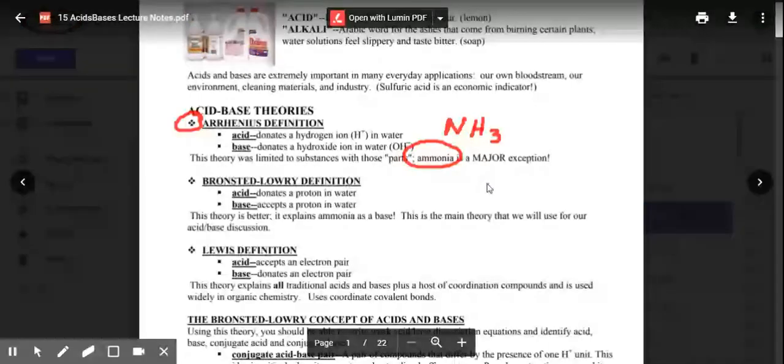So we have another theory that is a little bit better definition of an acid and a base. And that takes us into what we call the Bronsted-Lowry definition. Now, this is the definition that we work with in AP, okay? So anytime you're explaining or justifying an acid or a base, you need to always justify and explain according to Bronsted-Lowry. So let's talk about what this means.